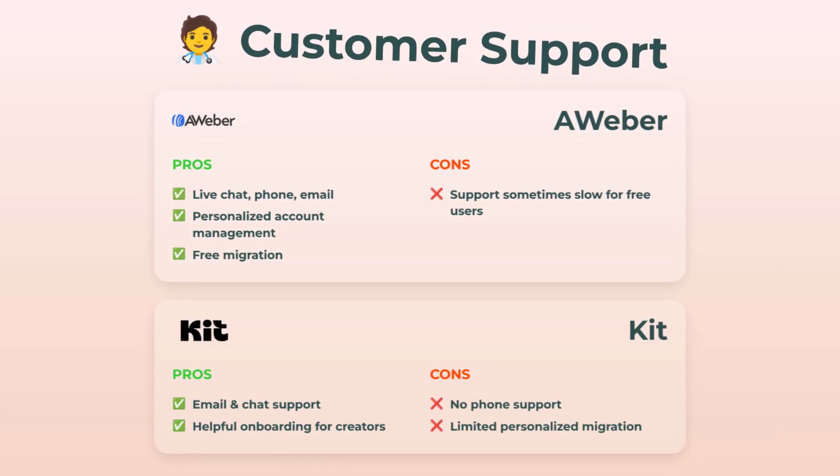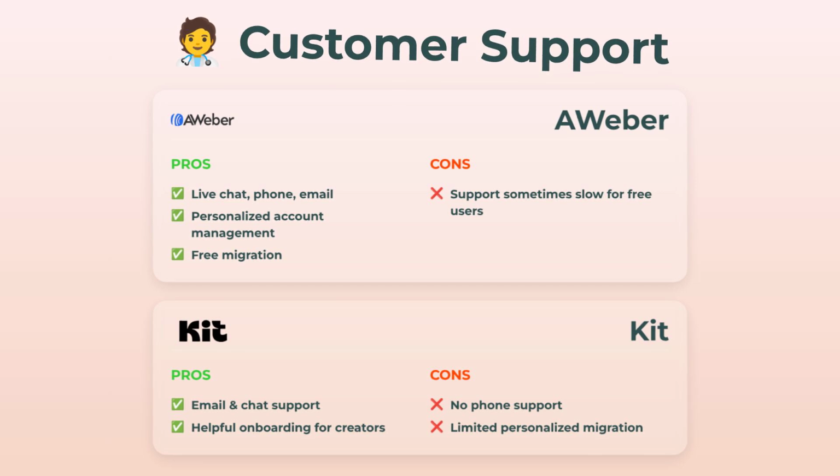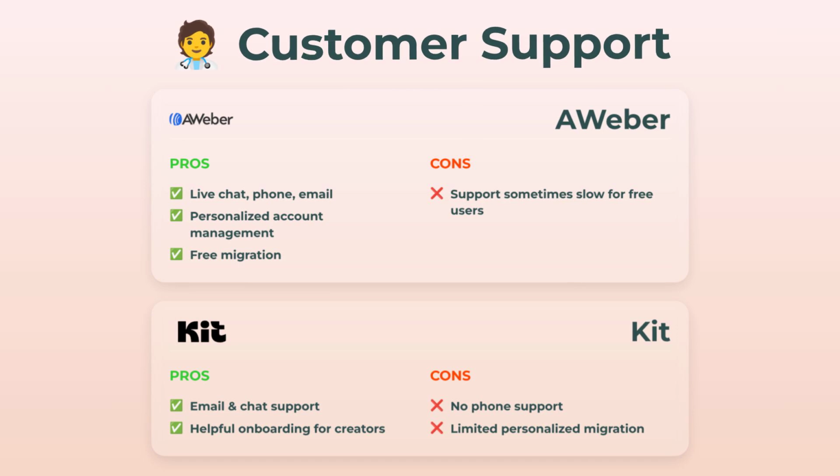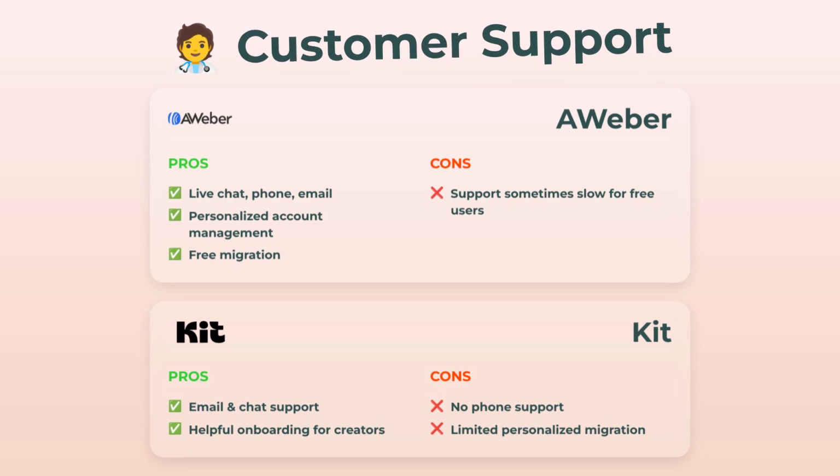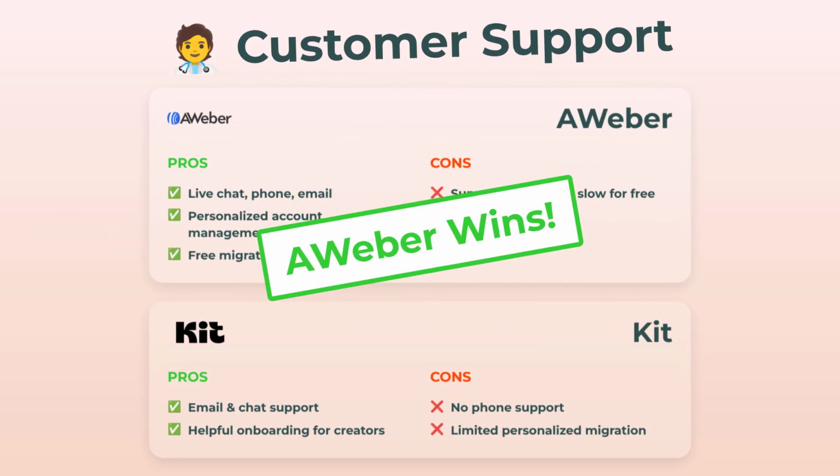Kit's support is all digital, fast and friendly email and chat, and if you're new to their platform, their onboarding is super helpful, especially if you're a creator. There's no phone support and personalized migration is a bit limited though. If you want that high-touch customer care, AWeber's a safe bet.